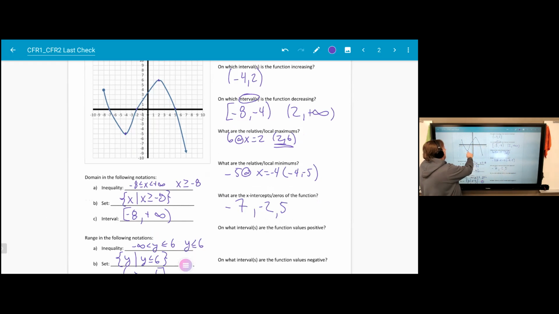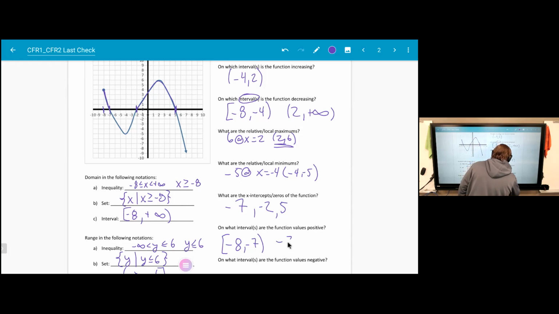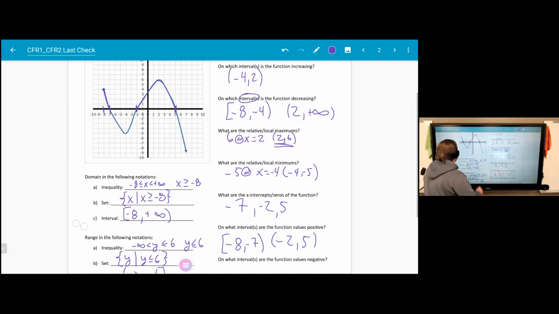Where is it positive? Where is this function above the x-axis? So from here to here, and here, so from here to here it's positive, and from here to here it's positive. So from -8 to -7, and it is -8 with a square bracket because it's got that guy on it. And then also from -2 to 5, it's got that solid dot.